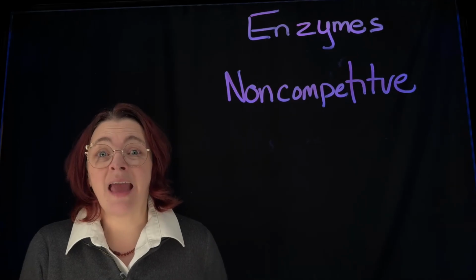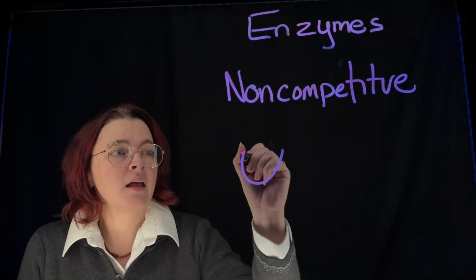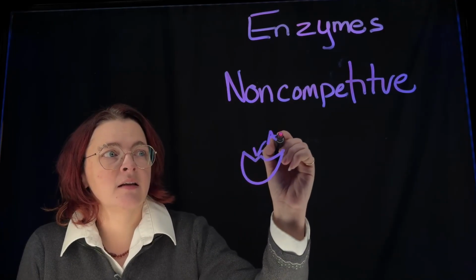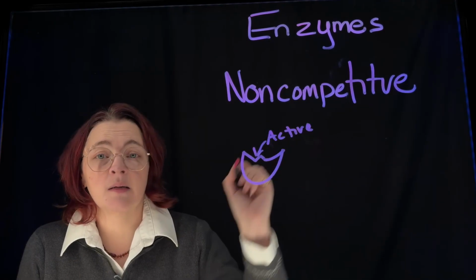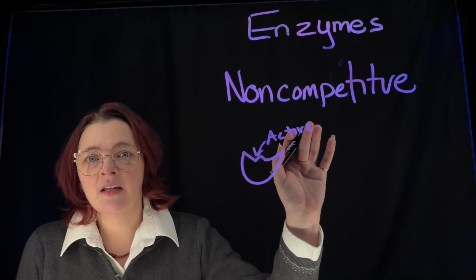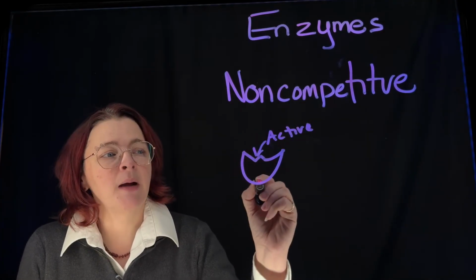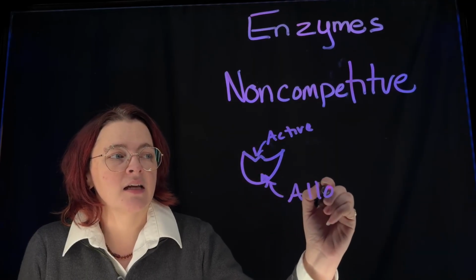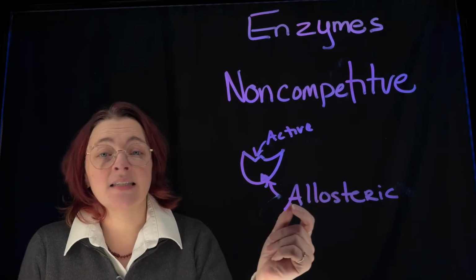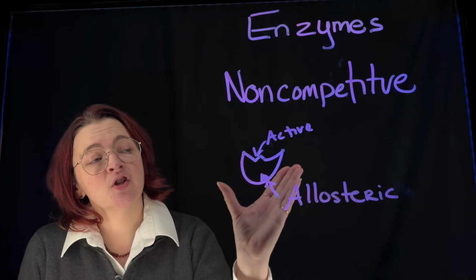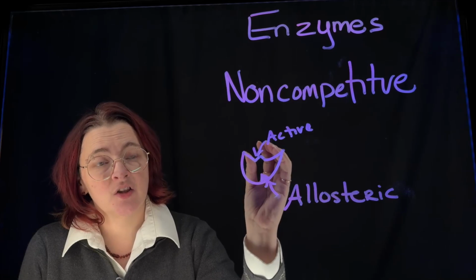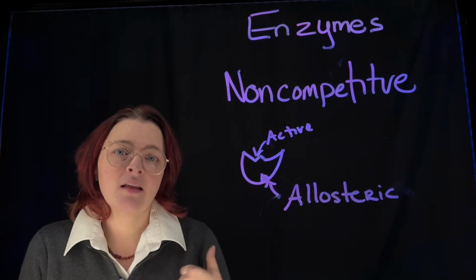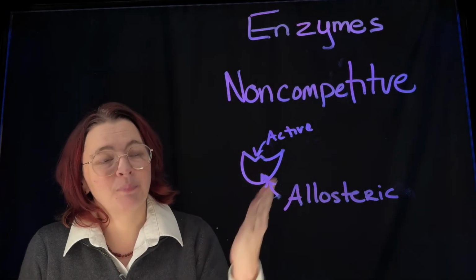Non-competitive inhibition is when the competitor binds to a site other than the active site. It binds to what we call the allosteric site. If this is our enzyme, this being our active site, the active site again is where the substrate binds. The non-competitive inhibitor does not bind to that active site. It binds to another spot somewhere else on the enzyme, and that is the allosteric site. When the competitor binds to this allosteric site, it's going to change the shape of the enzyme, and when it changes the shape, it's going to mess up the shape of the active site, no longer allowing the substrate to bind to the active site.